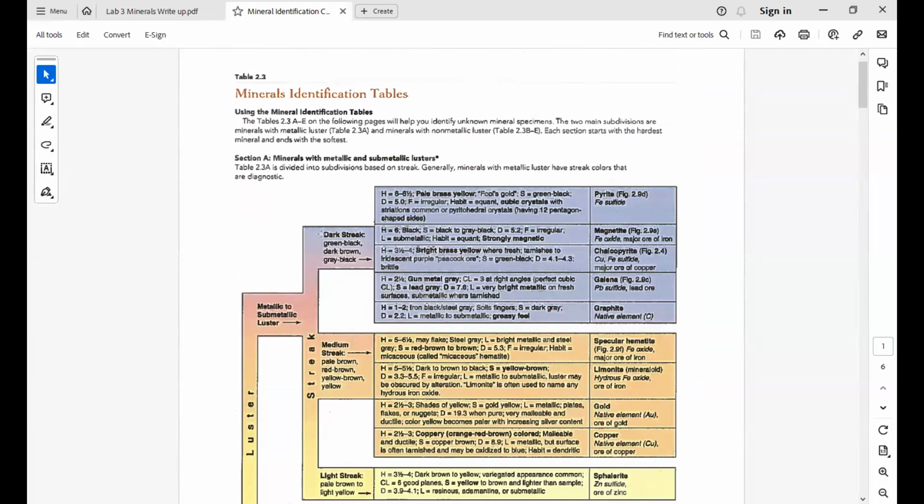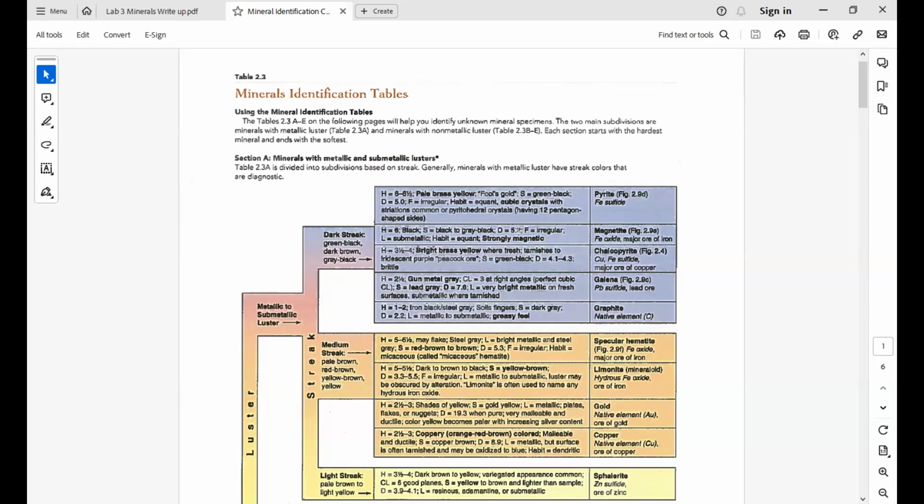Okay, so what color was our streak? It was dark, right? Dark streak, green black, dark brown, gray black. Let's see, hardness of 1 to 2, that's not it. That's graphite. Hardness of 2.5, gunmetal gray, cleavage 3 at right angles. Nah, too soft and has cleavage. Hardness 3.5 to 4, bright brassy yellow. That's not it. Hardness of 6, black. Streak is black to gray black. Density is 5.2.